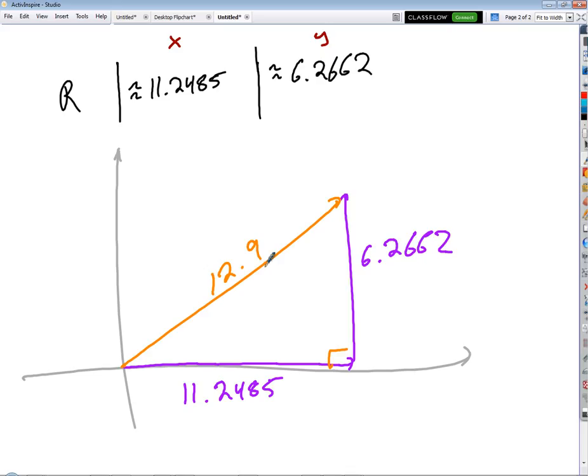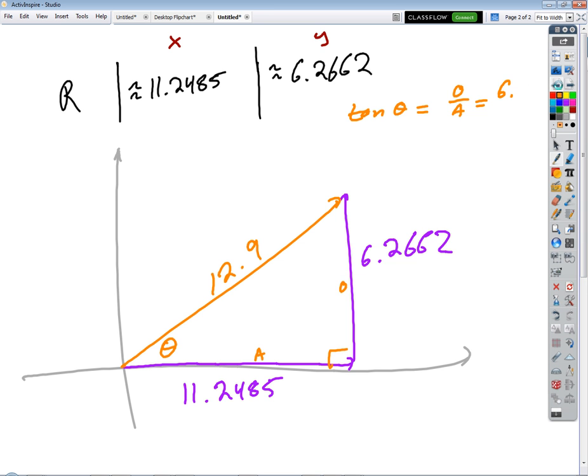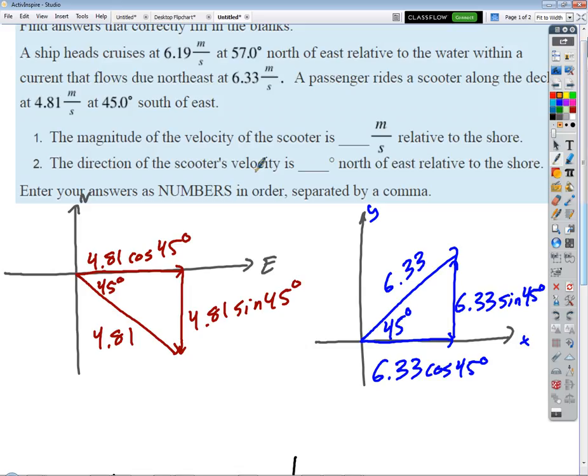Okay, how are we going to find the angle theta? We need to find the angle. Okay, does that make sense? Now look, we've got a right triangle. We know the opposite and the adjacent, right? And we know that tangent of theta equals opposite over adjacent. How do you know it's that angle? Well, we know it's that angle because of the question. The question wants to know the direction of the scooter's velocity in degrees north of east. Okay? Make sense? So the first part of the question is 12.9. Yep.